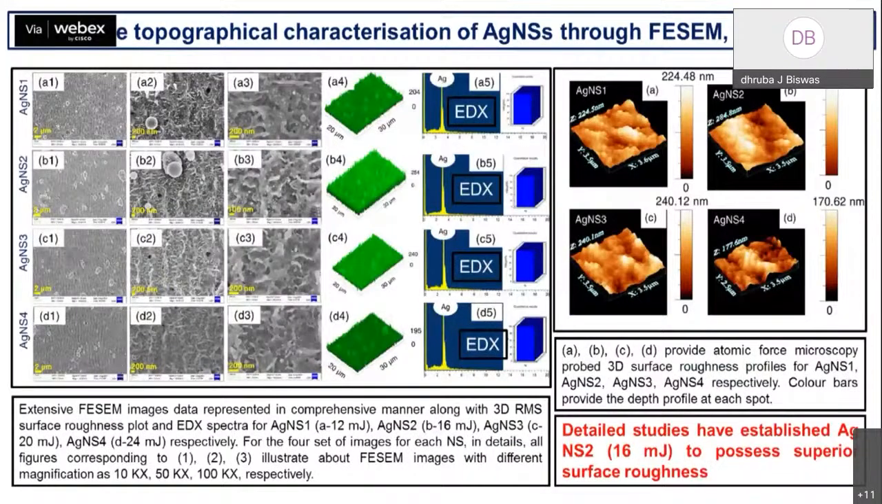And after that, you can see the EDAX spectra, which is extensively providing the information of no oxidation occurring. And on the right side, you can see the AFM images, which is giving clear insight to the nanoscale roughness of the fabricated nanostructure surface, which is a very important parameter to provide hotspots for surface enhanced Raman scattering signal. Next slide, please.